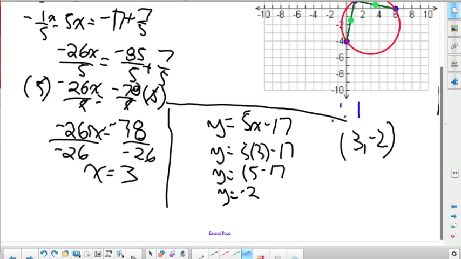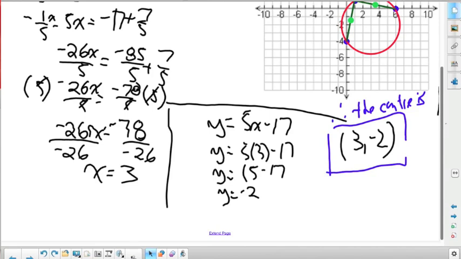If we go back to our diagram, the center at 3 comma negative 2 puts me right here. That looks about right. At least I'm not way out of that circle.